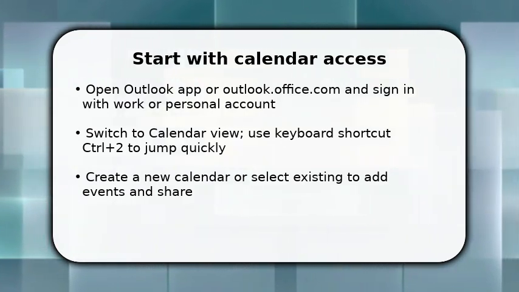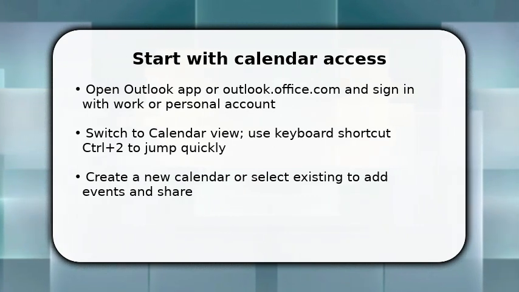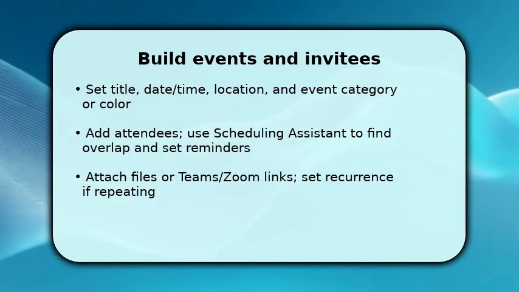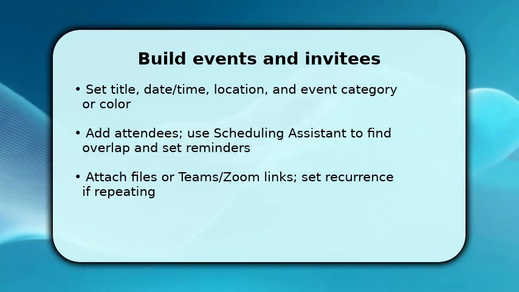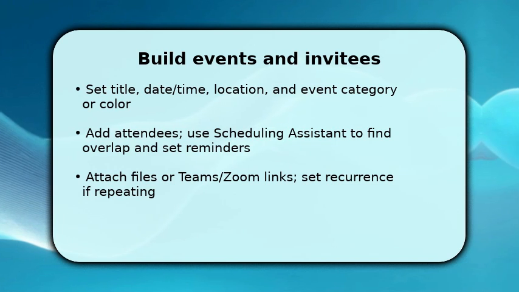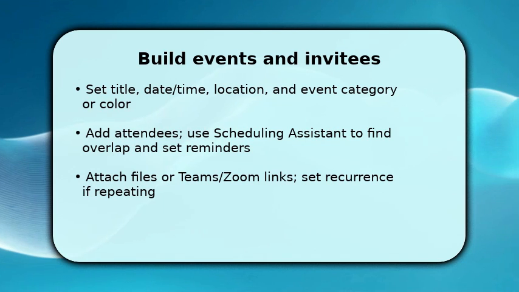After entering title and times, add attendees and then open the scheduling assistant to visually confirm availability. This avoids back and forth. Once you see a fit, attach any agenda files or add an online meeting link so everyone has access. If the meeting repeats, set recurrence rules, daily, weekly, monthly, and choose an end date.